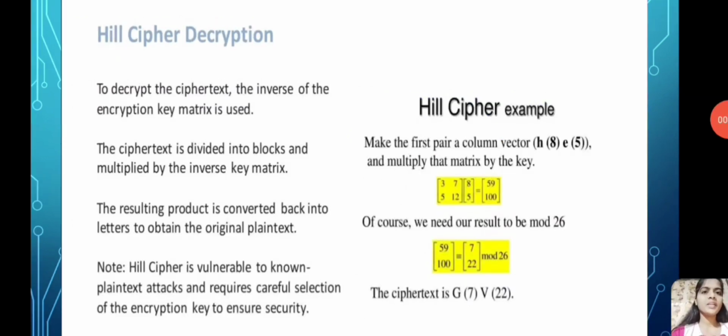Hill Cipher decryption. To decrypt the cipher text, the inverse of the encryption key matrix is used. The cipher text is divided into blocks and multiplied by the inverse key matrix. The resulting product is converted back into letters to obtain the original plain text. Hill Cipher is vulnerable to known plain text attacks and requires careful selection of the encryption key to ensure security.